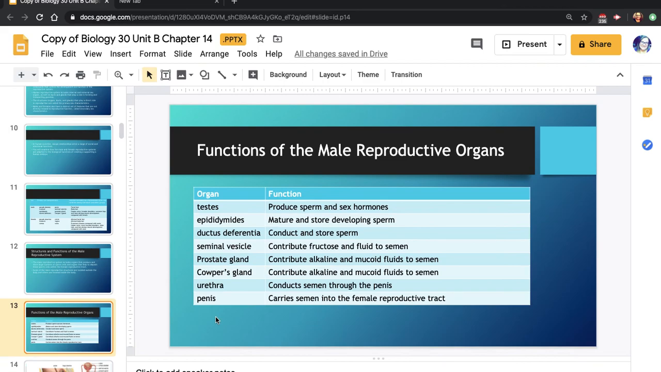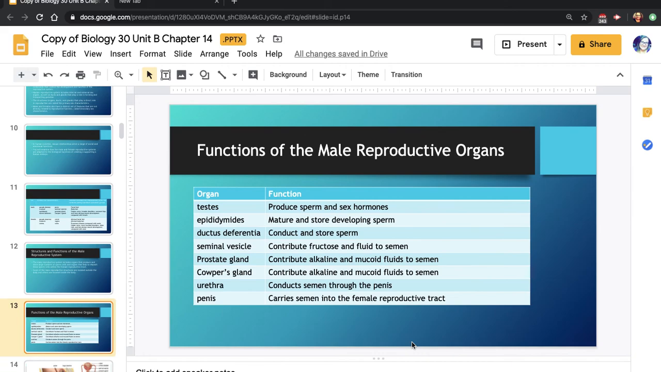The testes, probably one of the most important ones, are where they produce the sperm and the sex hormones. So the testes produce sperm, but they also produce testosterone, and if you look at testes, testosterone comes from that word. The epididymis is where the sperm mature and are stored during their developmental stage, and we'll see that on a diagram on the next slide.